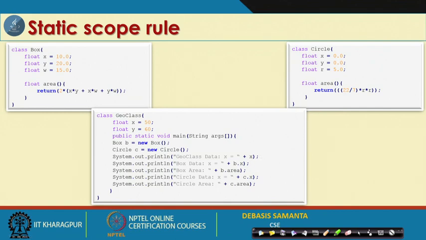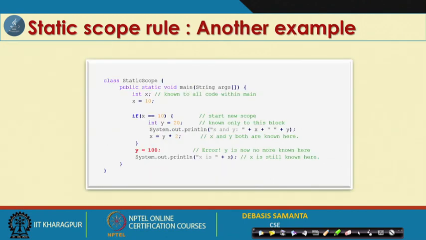So, with this scope we usually resolve by specifying the name of the object: b.x, c.x, b.area, c.area. This way we can resolve the scope, and the scope that we follow is called static scope, because by seeing the program we can tell which method or which member has what scope. This is one example of static scope rule.